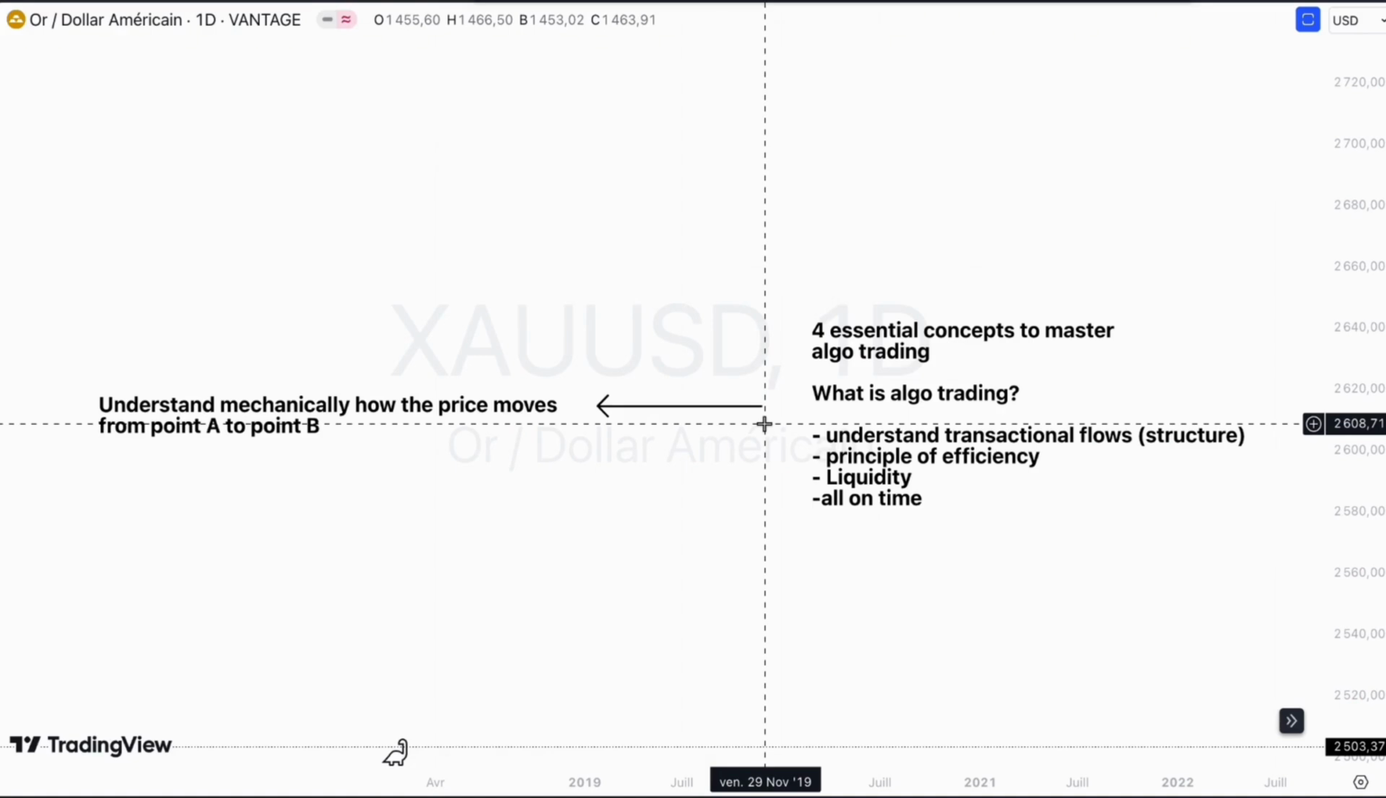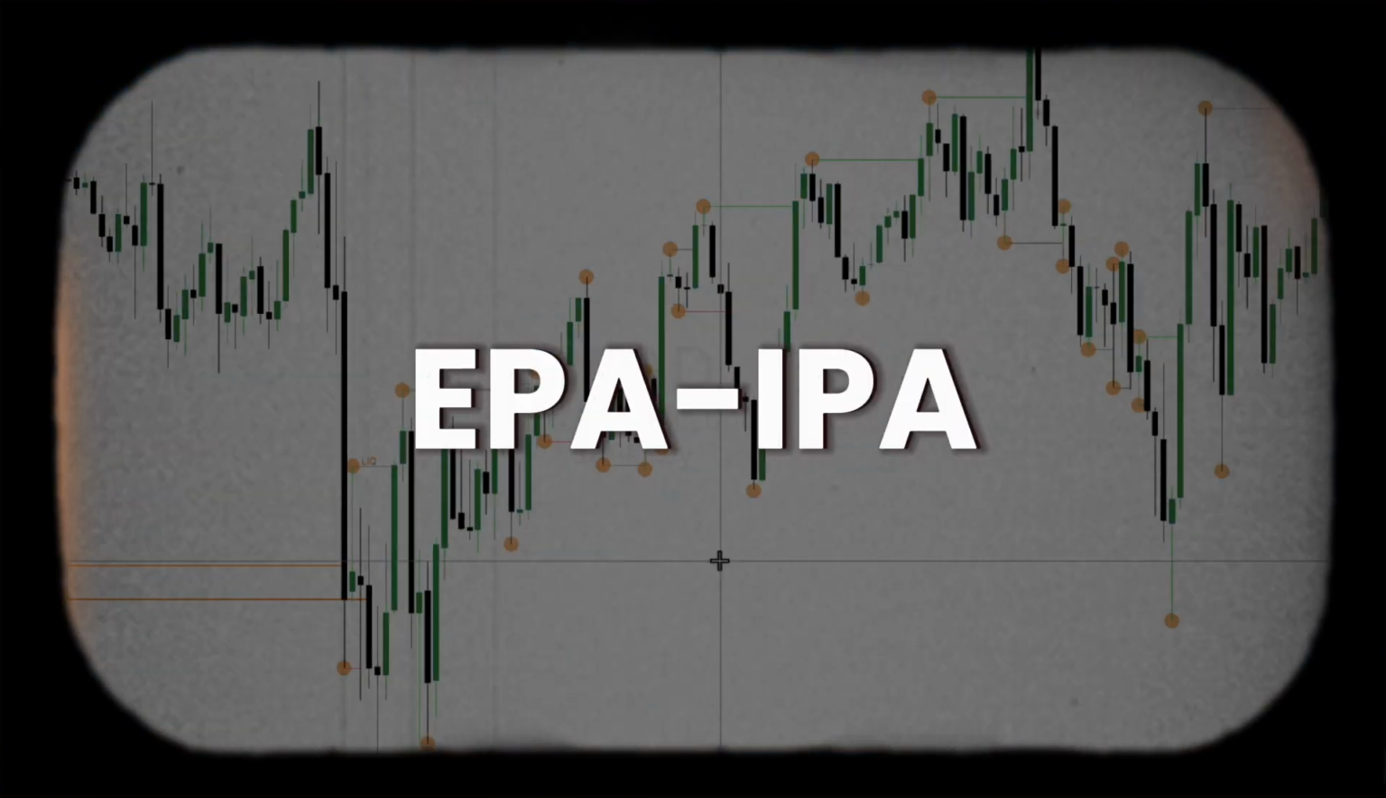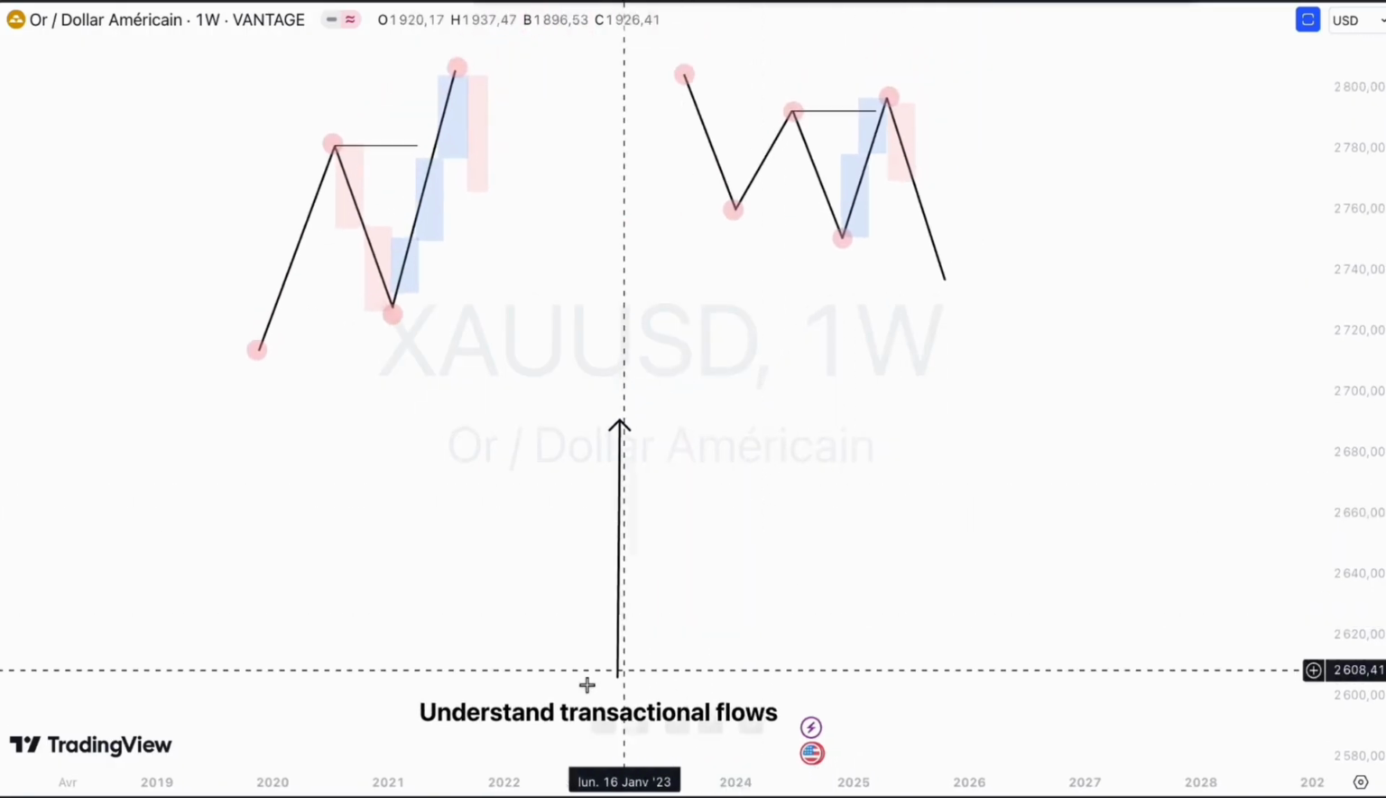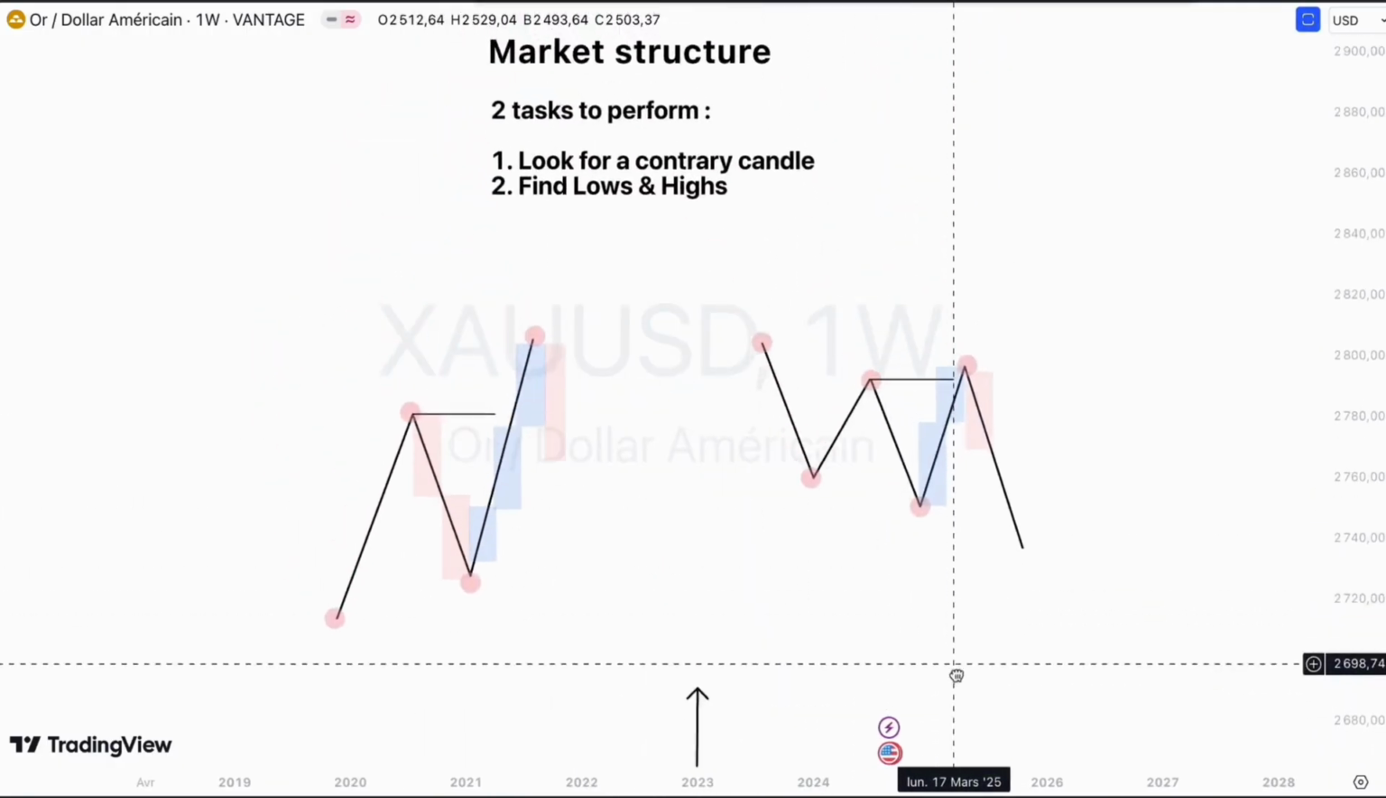We don't need to get lost in a mass of information, to have 10,000 concepts and a strategy that ultimately leads to nothing because we have 50 ways to enter, 10 ways to exit, and in the end it drives us crazy. So the 4 things we need are to understand transactional flows through market structure, efficiency principles, liquidity, and timing. Once we have grasped these 4 things, we will be able to trade. We will start with the first thing, so let's get started with understanding transactional flows. But transactional flows will be utilized through market structure.